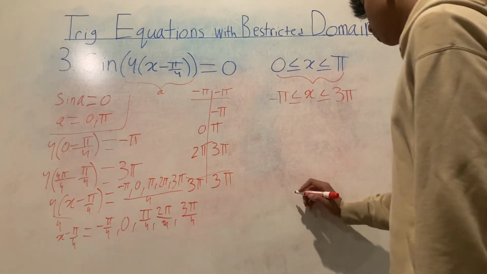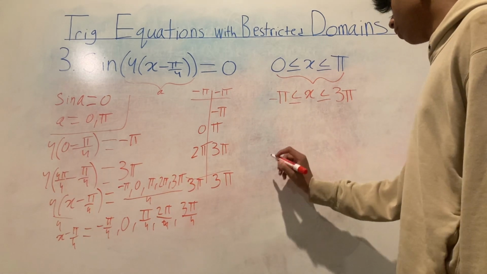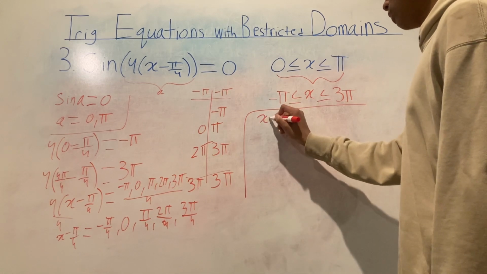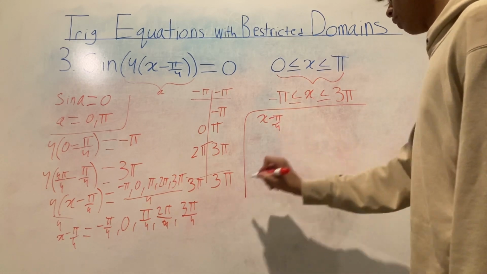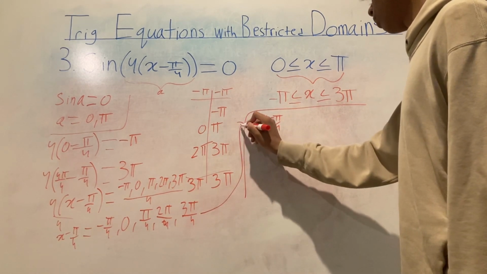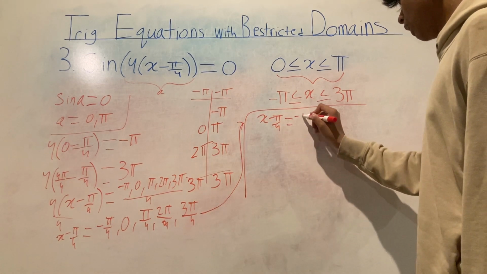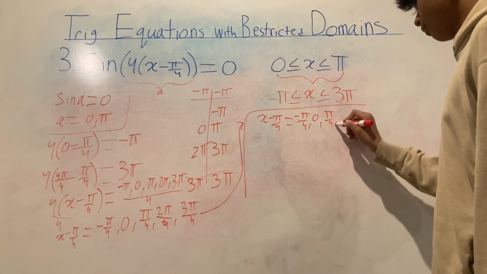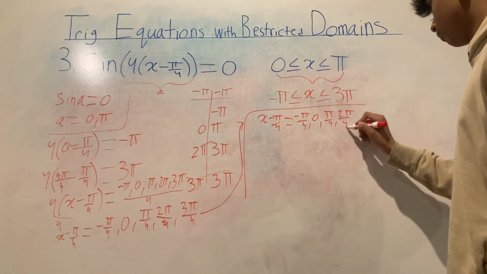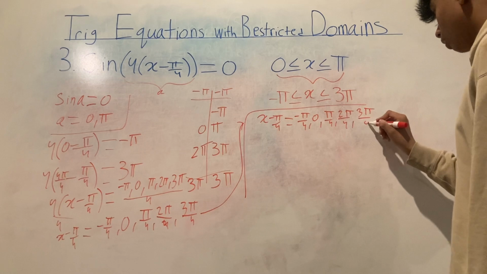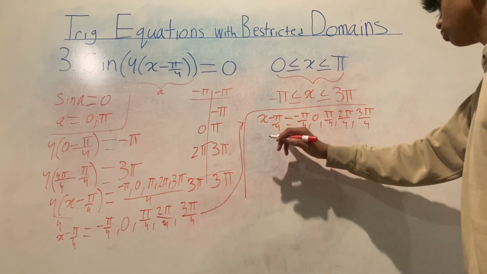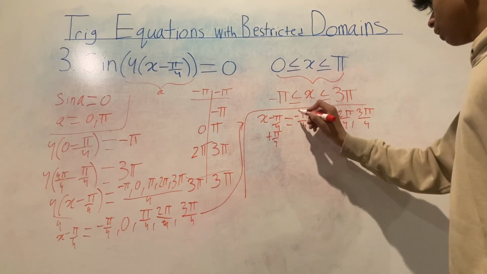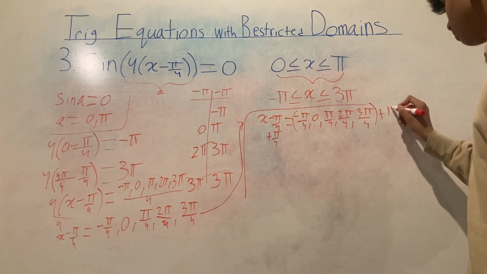And let's work on this side of the board over here. x minus pi over 4 equals negative pi over 4, 0, pi over 4, 2 pi over 4, and 3 pi over 4. Now all we're going to do is add pi over 4 to all these values. Plus pi over 4.